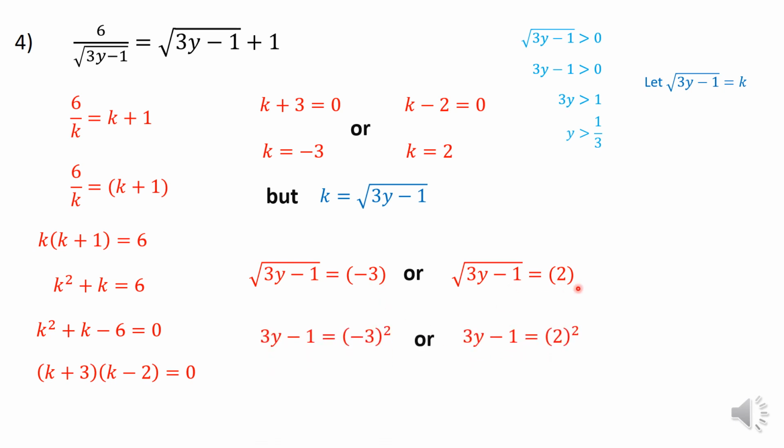Similarly, then you do that also with the square root of 3y minus 1 is equal to 2. Eventually, you get 3y is equal to 9 plus 1. Or 3y is equal to 4 plus 1. So I'm going to continue on the next slide, but you can pause here and see if you follow the steps that I have applied here. Because right now I'm looking for the values of y.